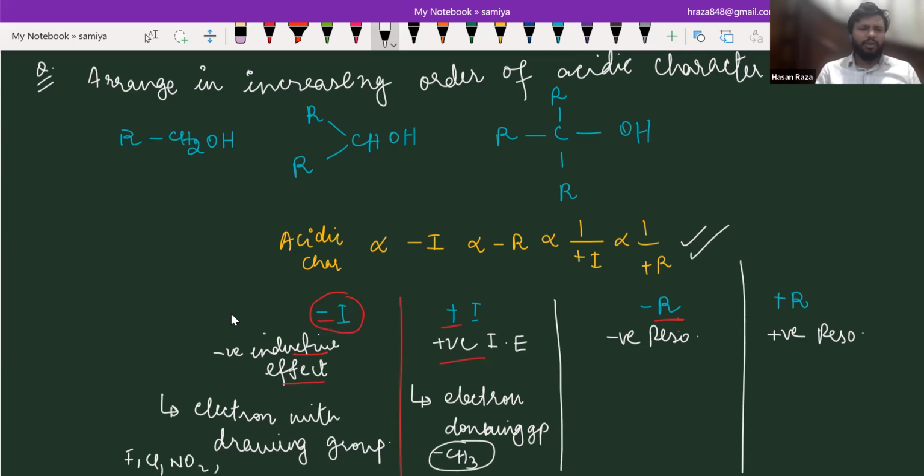What about resonance? You have seen two types of resonance basically. If you have a chlorobenzene like this, in the previous chapter, you have done the resonance of this.